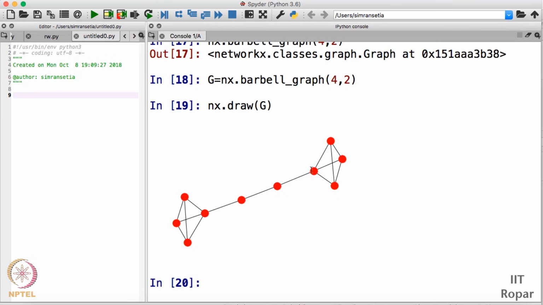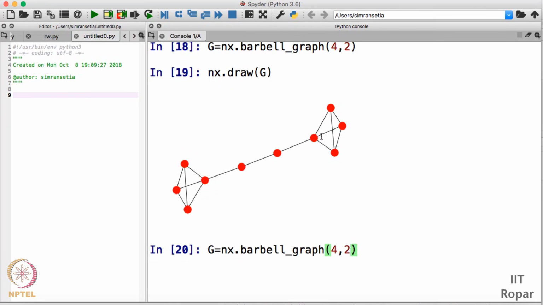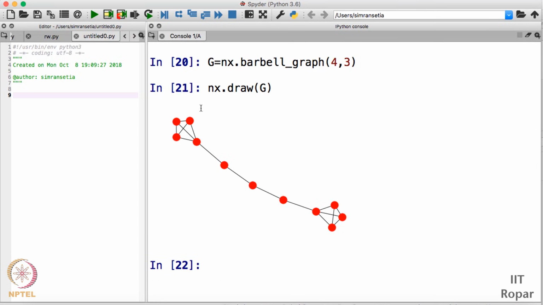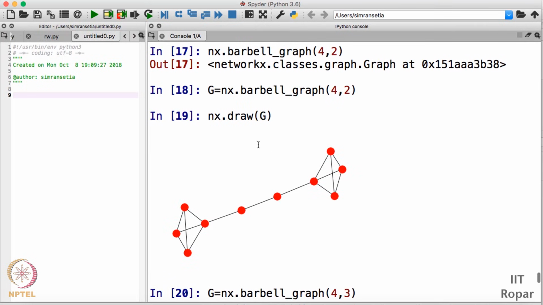We have two communities which comprise 4 nodes. So in this particular community we have 4 nodes, and in this particular community we have 4 nodes. So next, if I write 4 and 3, then what happens? Let's see. We have 4 nodes here, and in between we have 3 nodes. In this particular graph we wrote 2 and we had 2 nodes in between the two communities.